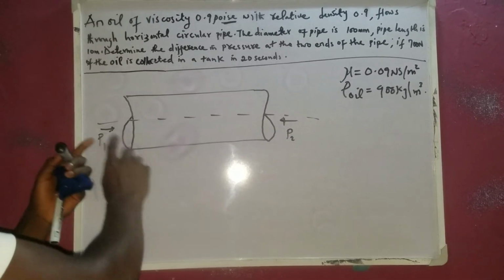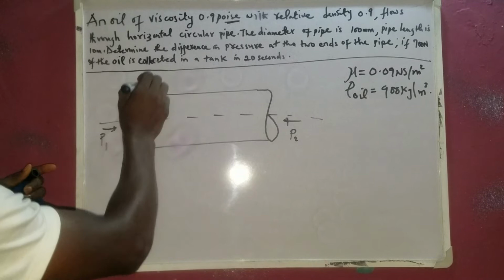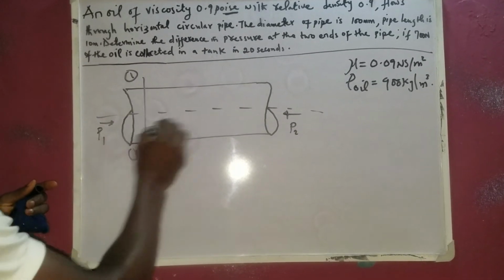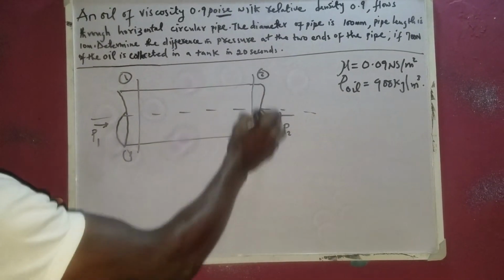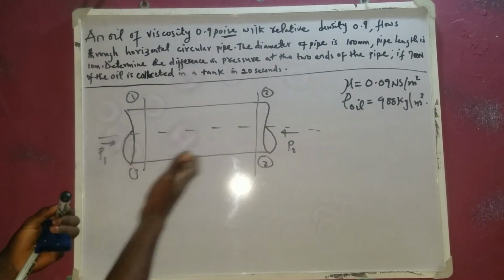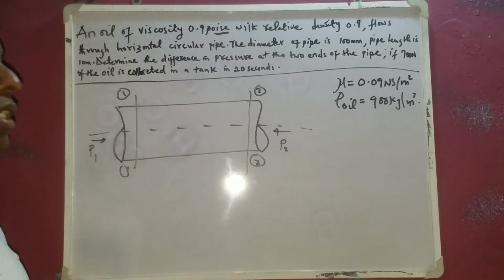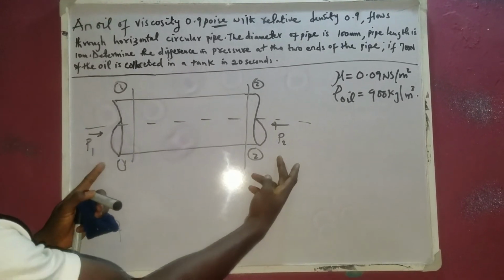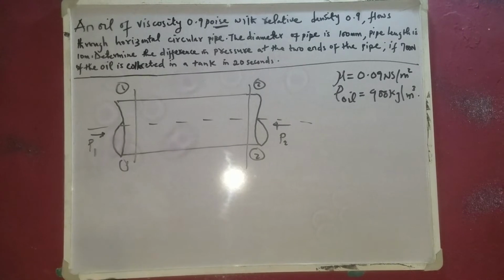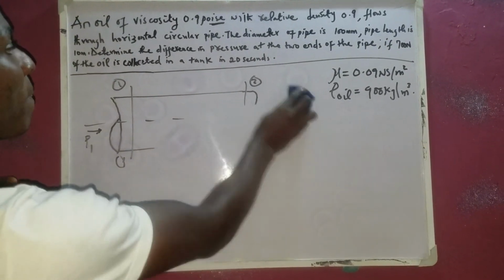The difference in pressure as the fluid flows from this point 1 to this point 2. So we want to check the pressure difference, because as fluid flows from one point to the other, there is always a drop in pressure at every point. So we want to check the difference in the pressure drop. Okay, so that's that. Then we have the diameter.